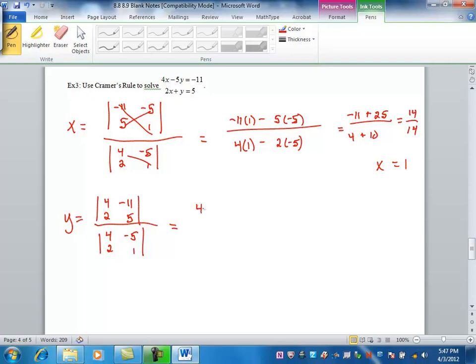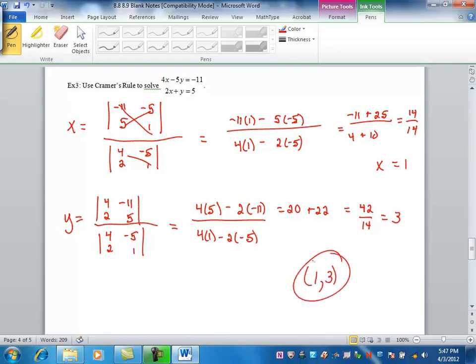On top we've got 4 times 5 minus 2 times negative 11, 20 plus 22 equals 42. And on bottom we still have 14 because it's the same calculation as before: 4 times 1 minus 2 times negative 5. 42 over 14 is 3. You can check the work, but our solution here is the ordered pair 1, 3. Questions there?